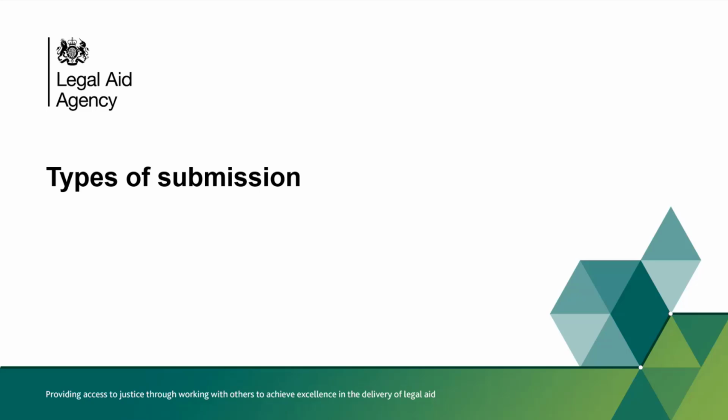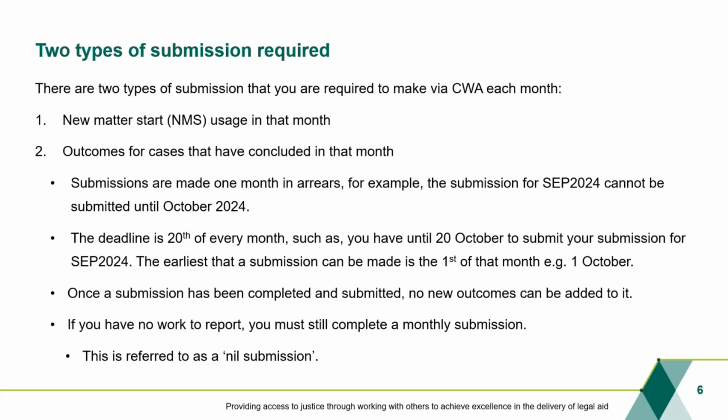So we'll start with the types of submission. There are two types that you're required to make through CWA each month. This is a submission regarding your new matter start usage in that month, and a submission regarding the outcomes for cases that are concluded in that month.